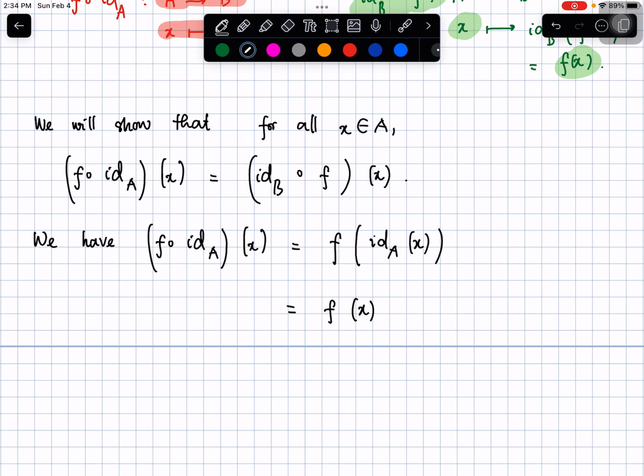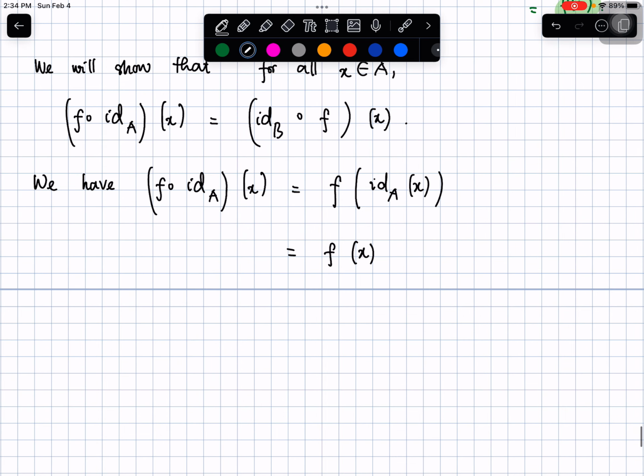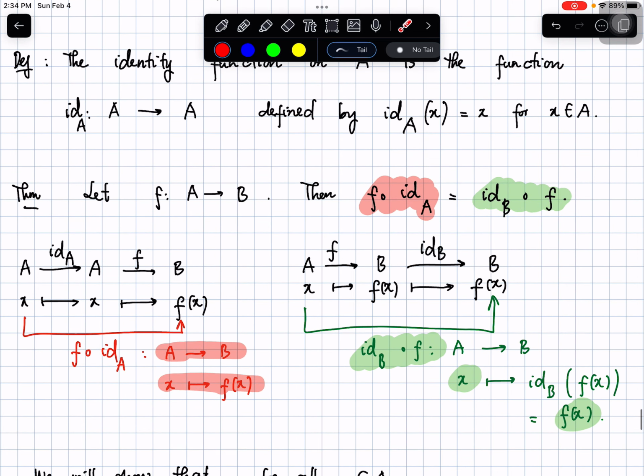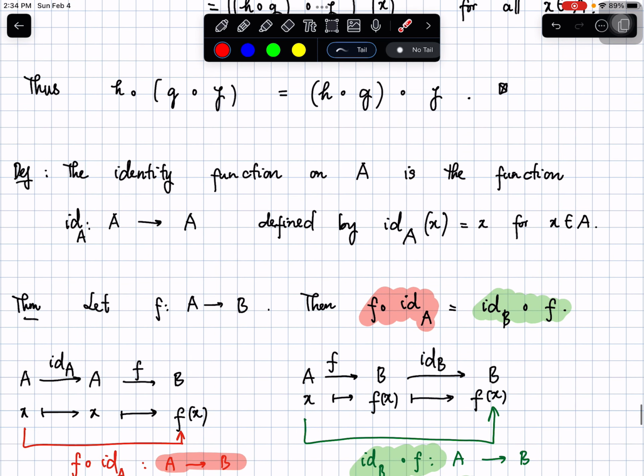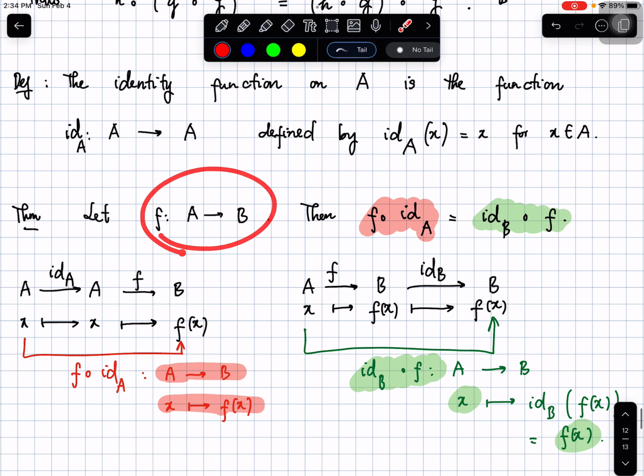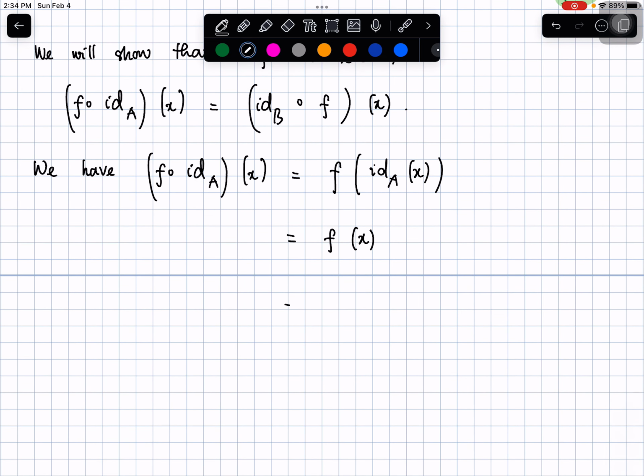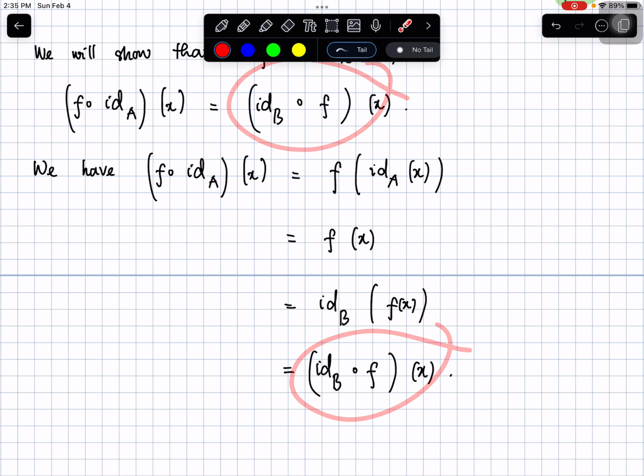Okay, we want to have this. Recall that f of x is an element in B. So we can say this is equal to identity on B of f of x. And by definition of composition, this is the composition of identity on B with f, evaluated at x, and this is the right hand side. And we did prove it.